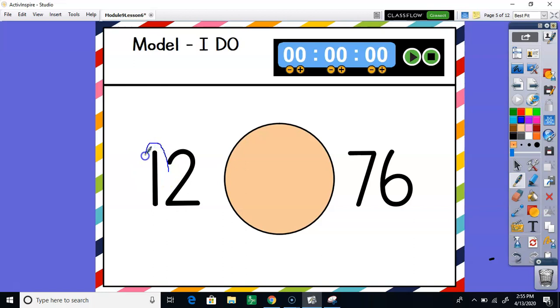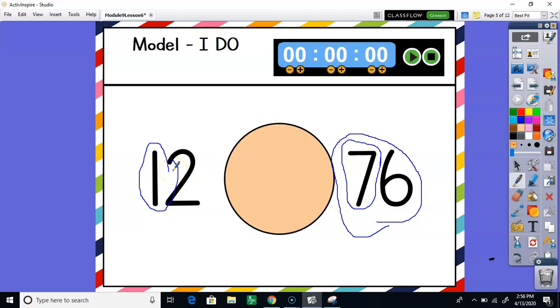So again, I'm going to look at the biggest place value, which for this problem is the tens place. And that's our objective today, is two-digit numbers. So we're going to circle the tens place. Okay, and our next step is to figure out which one is bigger, a 1 or a 7. And I know that 7 is bigger than 1, so I'm going to circle this.